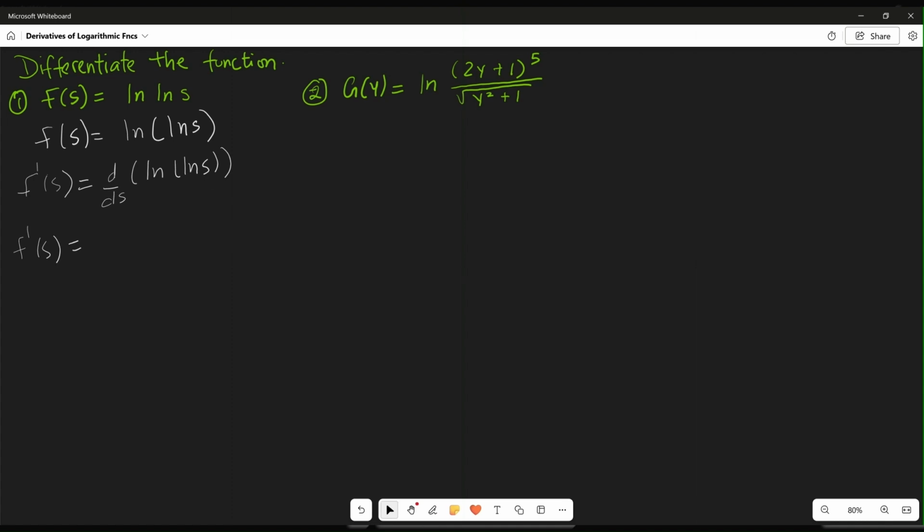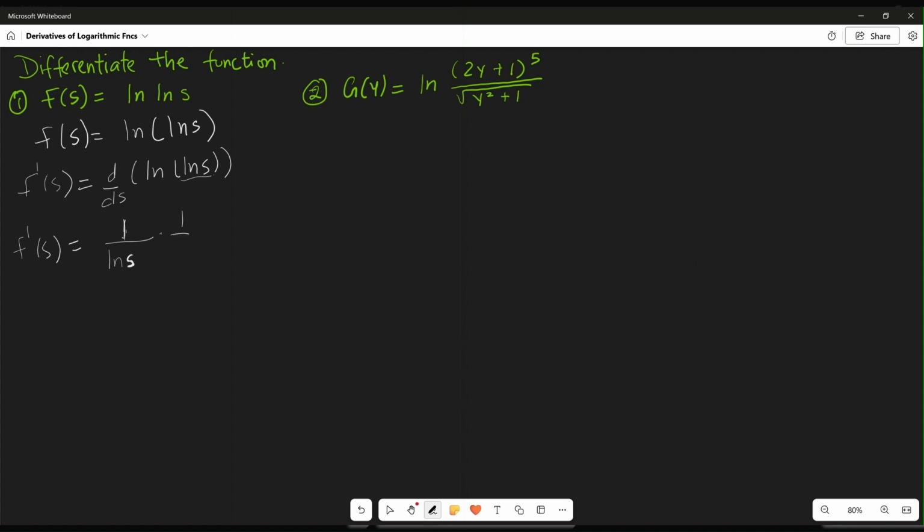Okay, here x is equal to natural log of s. And we know that the formula for natural log x is 1 over x, and x is natural log of s, times, since x is equal to natural log of s, we have to take the derivative of the inner function as well, which is again natural log x. Derivative is 1 over x, and here x is equal to s.